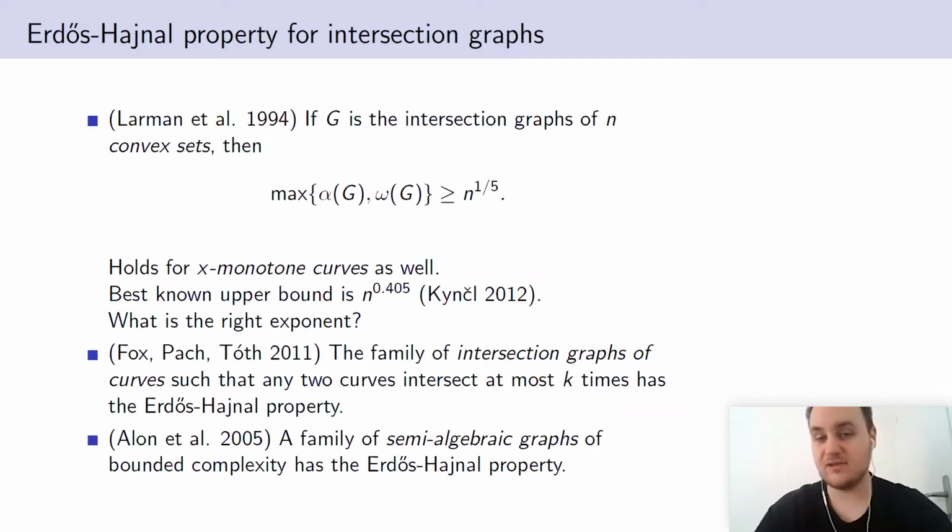And the way it is related to us is that if we have some geometric objects which can be defined algebraically, for example, segments, rectangles, parabolas, ellipses, and so on, then the intersection graphs of such geometric objects are semi-algebraic. So for such intersection graphs, we immediately get that they have the Erdős-Hajnal property.